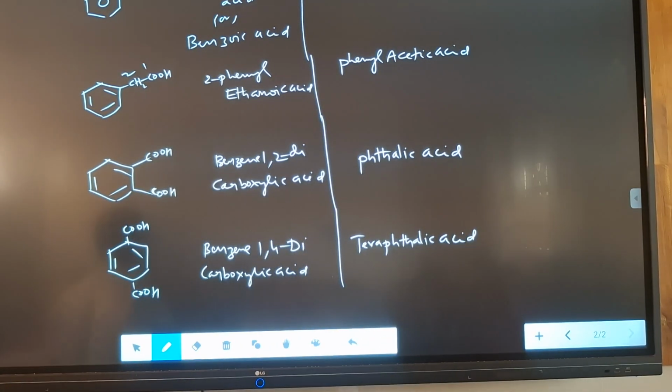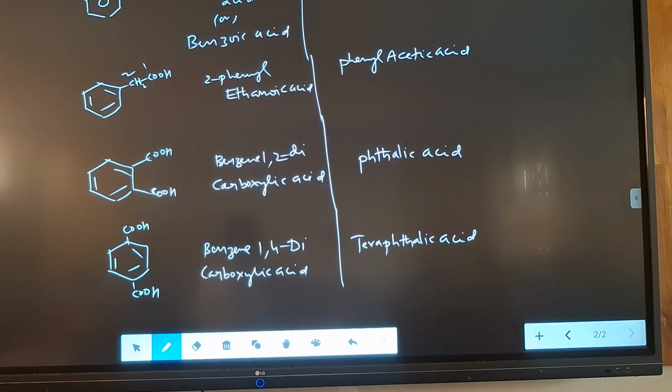Right. So these are the IUPAC names and common names of the compounds. All are important for objective examinations.